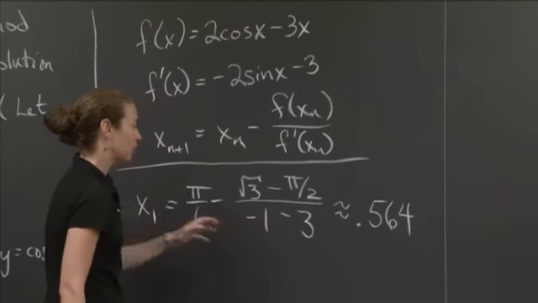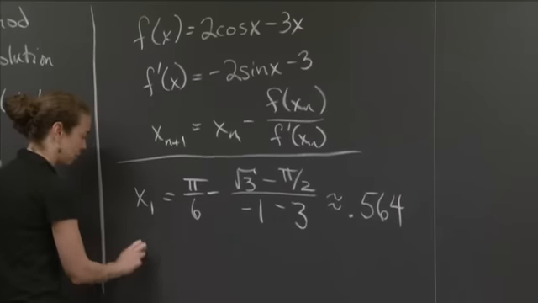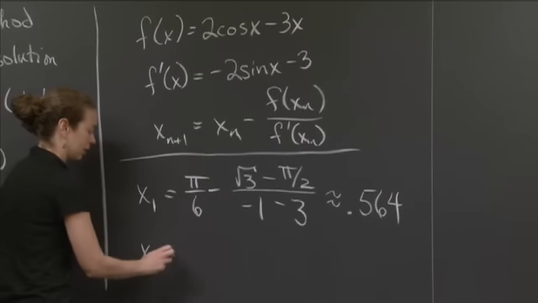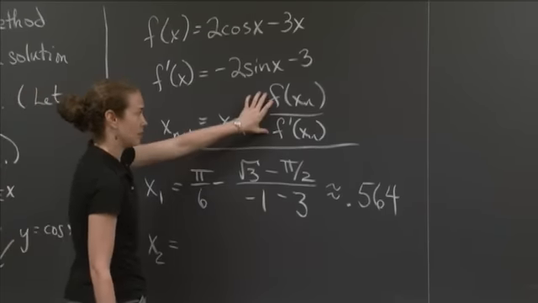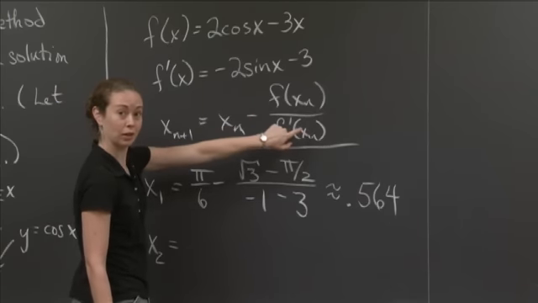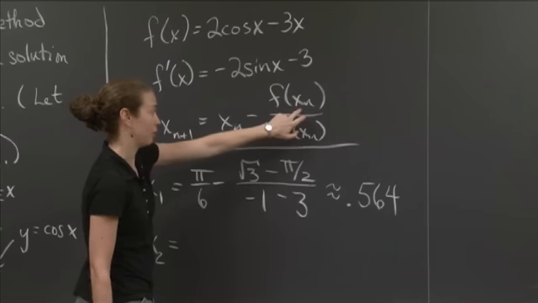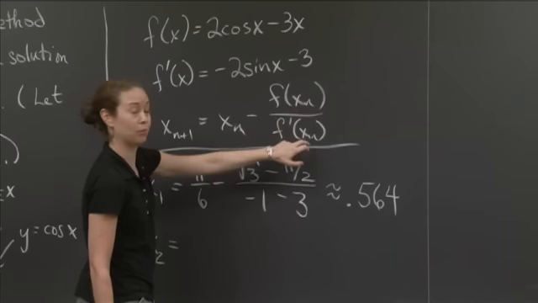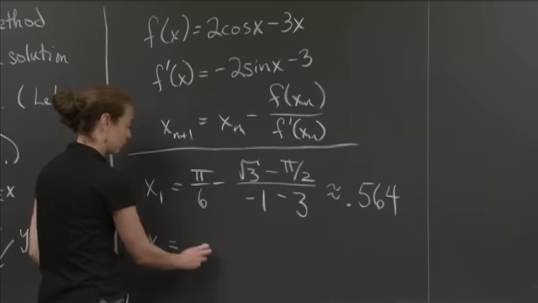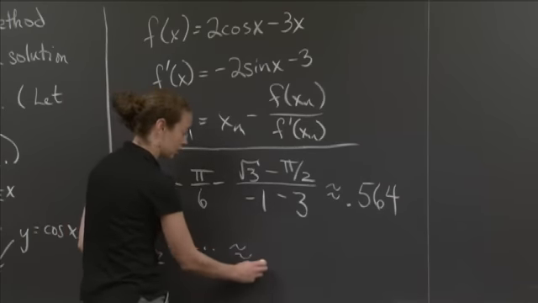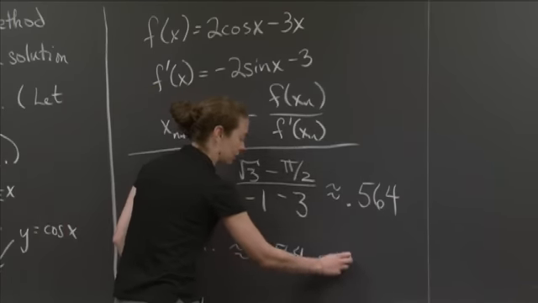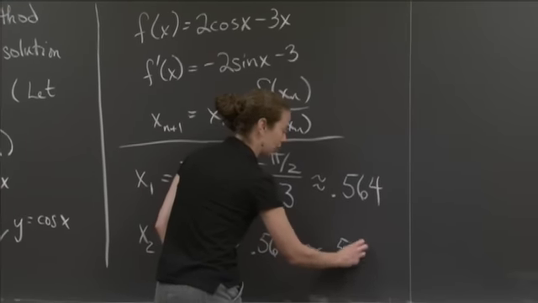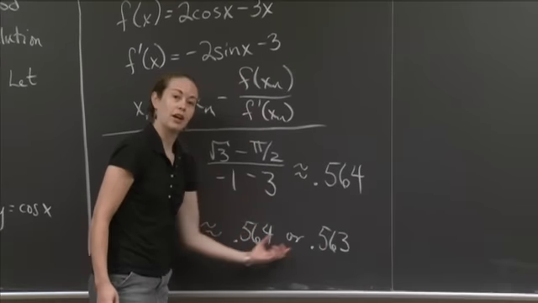And now from here, you would then, for x2, take 0.564 minus these things evaluated at 0.564. This ratio f of 0.564 divided by f prime at 0.564. But I'm not going to do that because you should get somewhere around, depending on how many decimal places you kept, you should get something around one of these two values.